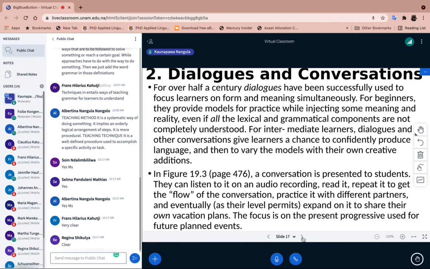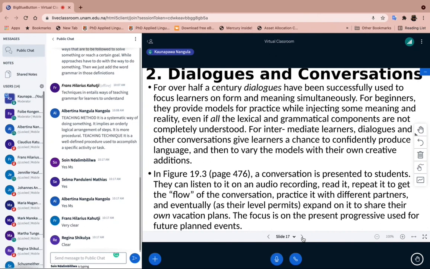Okay, dialogues and conversation. For half a century, dialogues have been successfully used to focus learners on form and meaning simultaneously. For beginners, they provide models for practice while interjecting some meaning and reality, even if all the lexical and grammatical components are not completely understood. Okay, so that's to say that they always use dialogues when they are teaching grammatical or lexical items within the lessons.